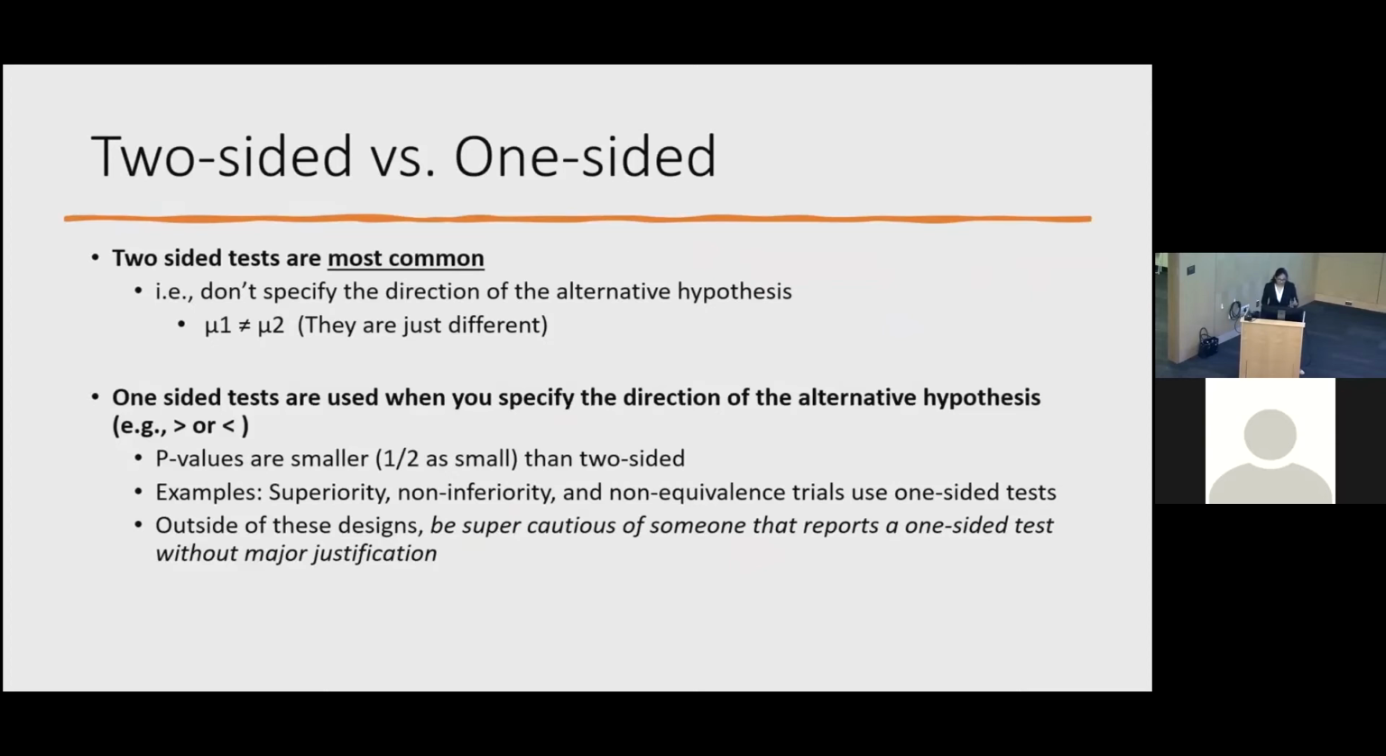So these have smaller p-values, half as much as the normal ones, and are used in things like superiority, non-inferiority, and non-equivalence trials. Outside of those kinds of designs, be super cautious of someone reporting the results of a one-sided test without any major justification.